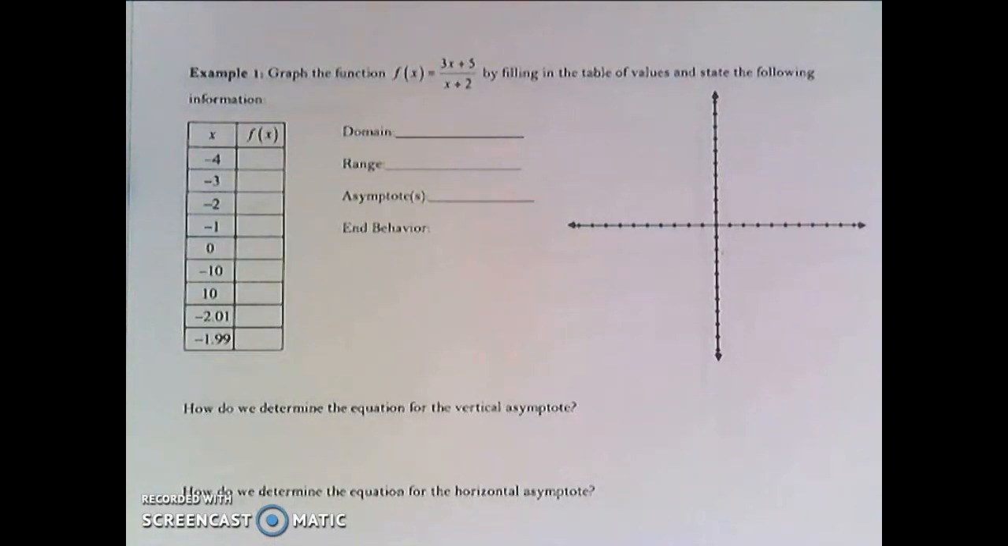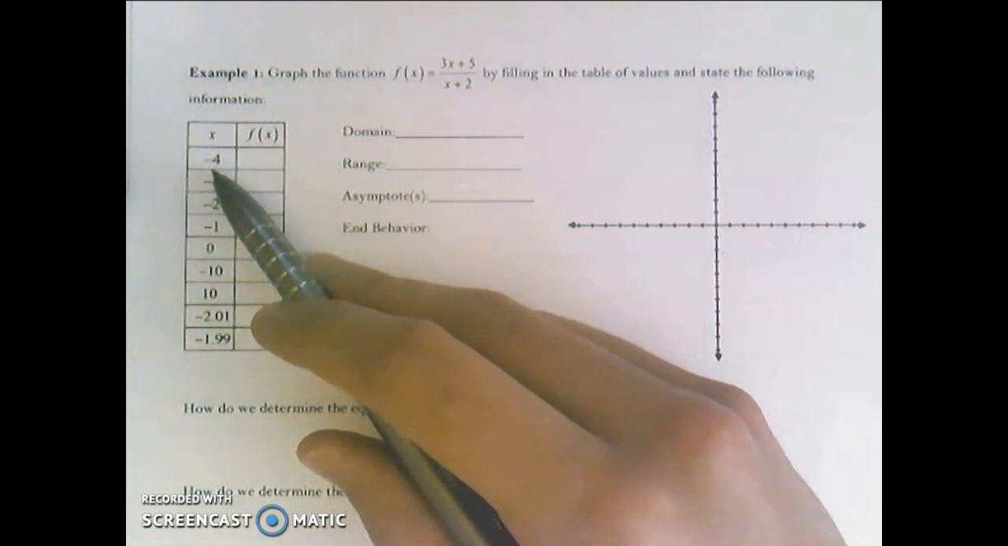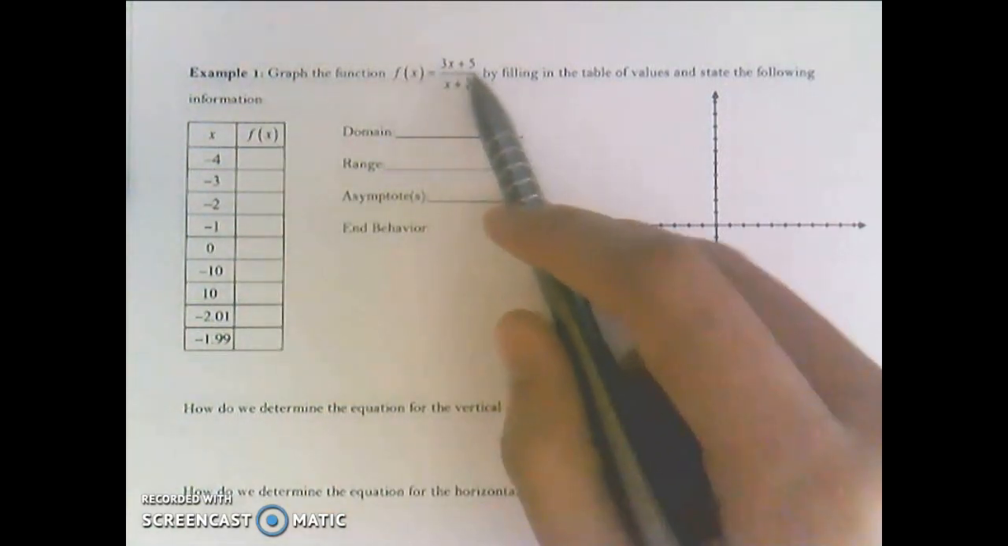So on the next page, I want to graph the function f of x equals the quantity 3x plus 5 over the quantity x plus 2 by using a table of values. So you can plug this into your calculator, or you can evaluate. When you plug in negative 4, we have 3 times negative 4 plus 5 is negative 7.